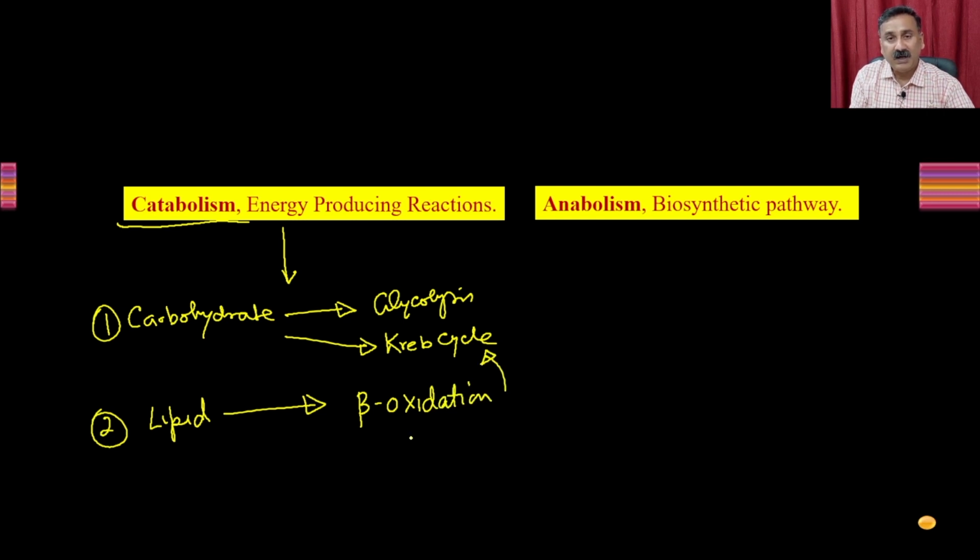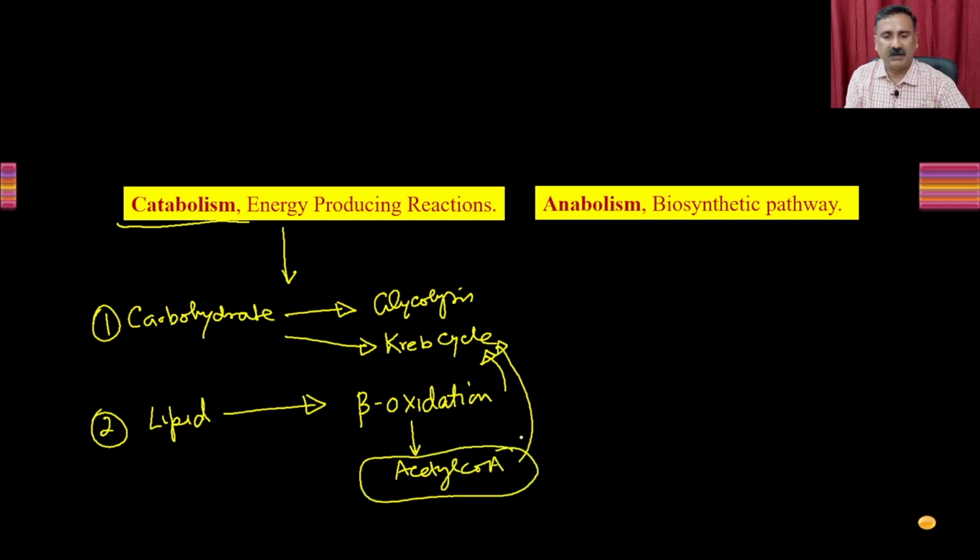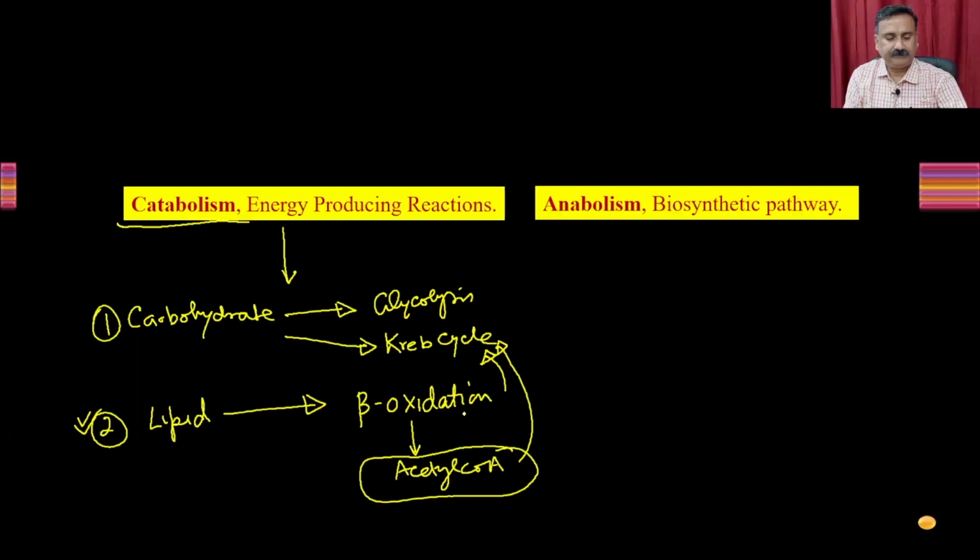The end product of beta oxidation is acetyl CoA, and the acetyl CoA gets fed into the Krebs cycle, and that's how all these three pathways are interrelated to each other. So let's discuss lipid metabolism, how beta oxidation produces energy, and what different enzymes are involved in this particular type of metabolic pathway.